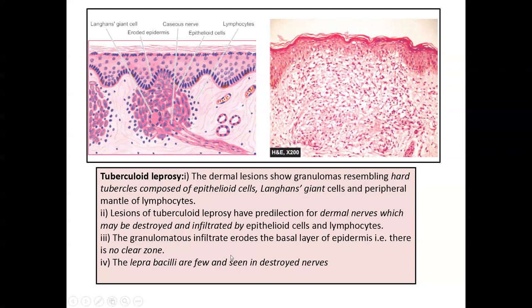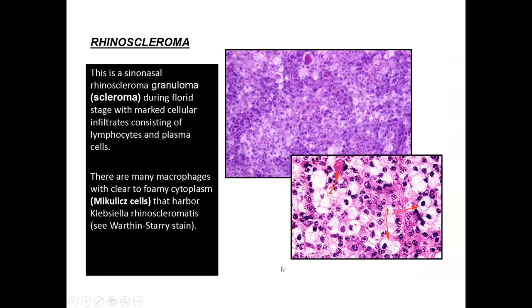The granulomatous infiltrate erodes the basal layer of the epidermis. And in that case, we can't see a clear zone. So here, look at the picture. No clear zones. So you see here the epidermis, this is the dermis, and here you see the granuloma. And in this kind of lepra, the lepra bacilli are few and seen in destroyed nerves.